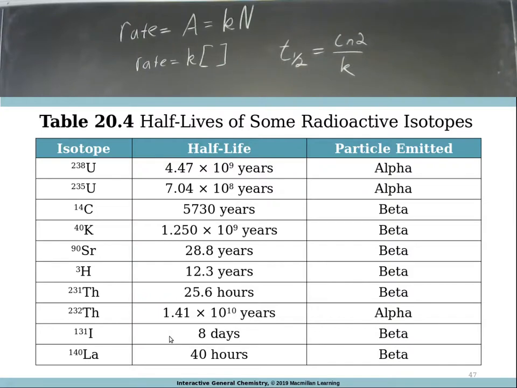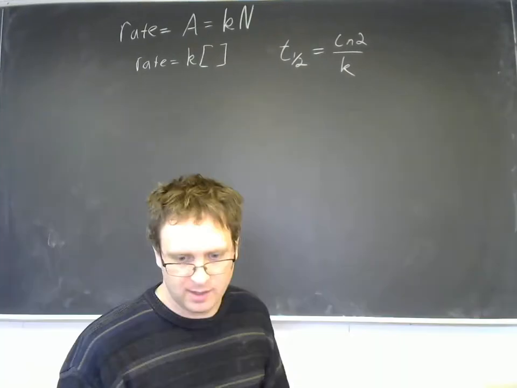I shouldn't have spent so much time on this, but you'll notice some are alpha emitters, some are beta emitters. The alpha emitters on this table seem to have the longest half-lives. I don't know if that's a coincidence or not, but those are some of the half-lives.